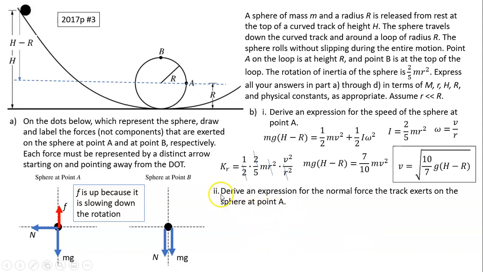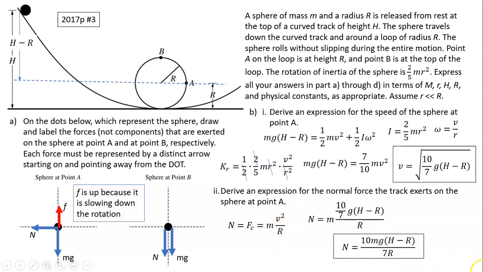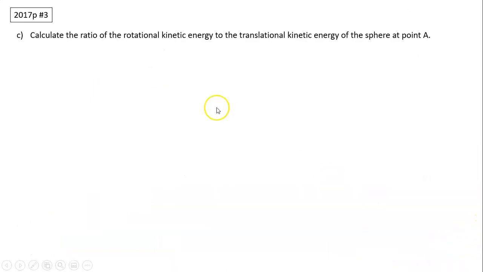Part 2 of B: derive an expression for the normal force the track exerts on the sphere at point A. At point A, the normal force is the one that provides the centripetal force. There's no other force providing centripetal force. So in this case, the normal force equals the centripetal force, which equals mv squared over R. We already know what v is, so substitute what you know for v and simplify it. And that's what you have for the normal force.